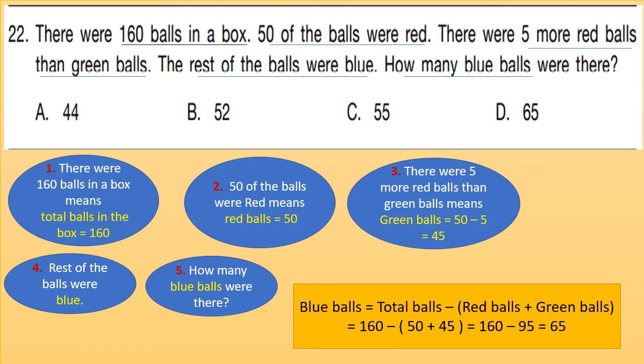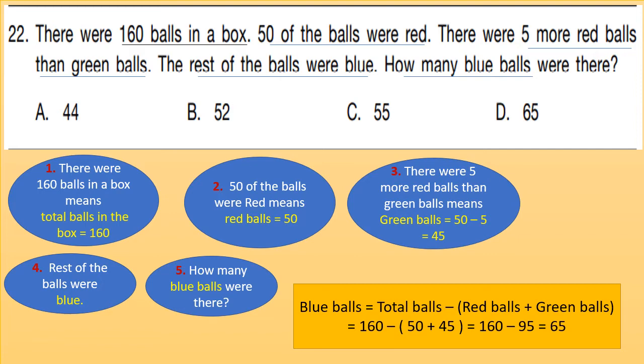Now from these 5 parts it is clear that total balls in the box is 160 and 3 types of balls are there, red, green and blue. Now number of red balls is given, 50. Green balls is 50 minus 5 equals 45 and blue balls is not given, so we have to calculate how many blue balls are there.